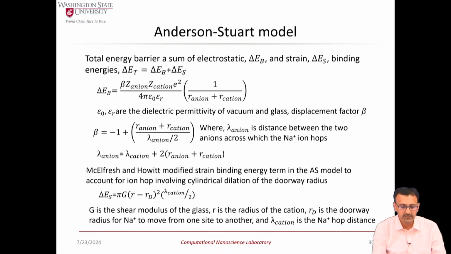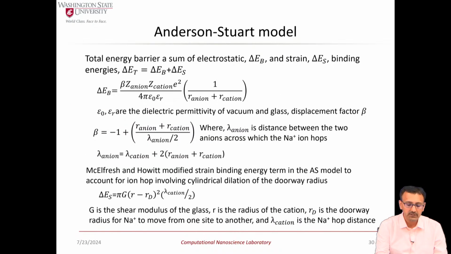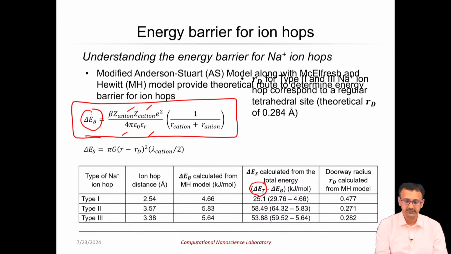The energy barrier for the strain binding energy term, right. If the shear modulus of this amorphous structure, the glass, is known, which it is in our case, we can basically infer the doorway radius from this Mackel-Frisch-Howitt model. The doorway radius is R d. So, we can calculate R d because we know everything else, we know the hop distance.